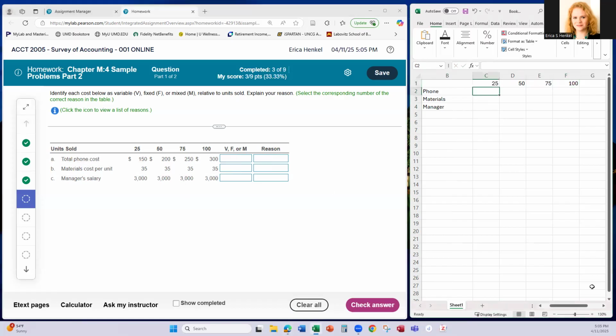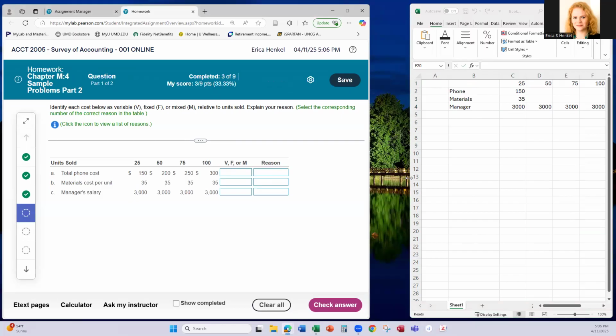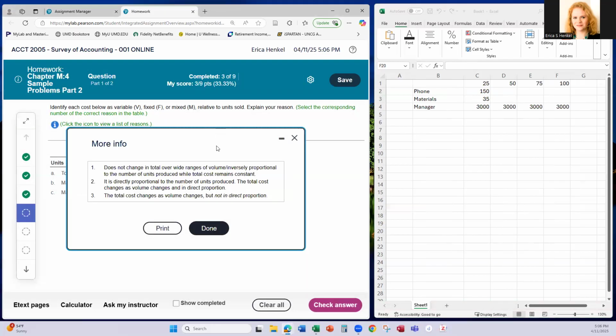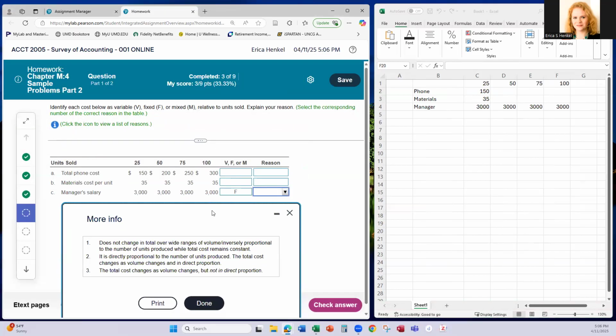And we've got a mix of costs here. So the easiest one to figure out here right off the bat is we know that fixed costs do not change based on the number of units. So we've got the manager's salary is the same across the board. So I'm going to just go right out here and say that one's a fixed cost because, and let's see, what is our list of reasons here? Does not change in total over wide ranges of volume. Okay. So it does not change in total. I'm going to go for 1 there.